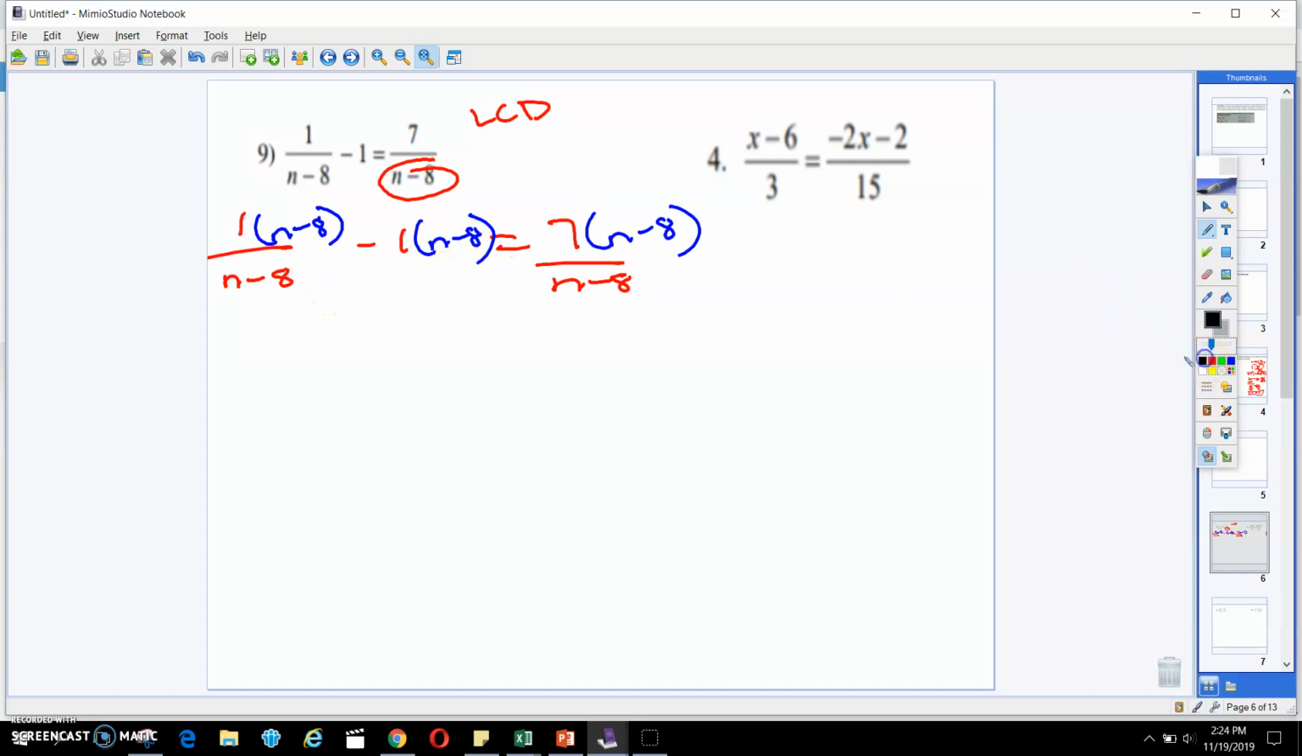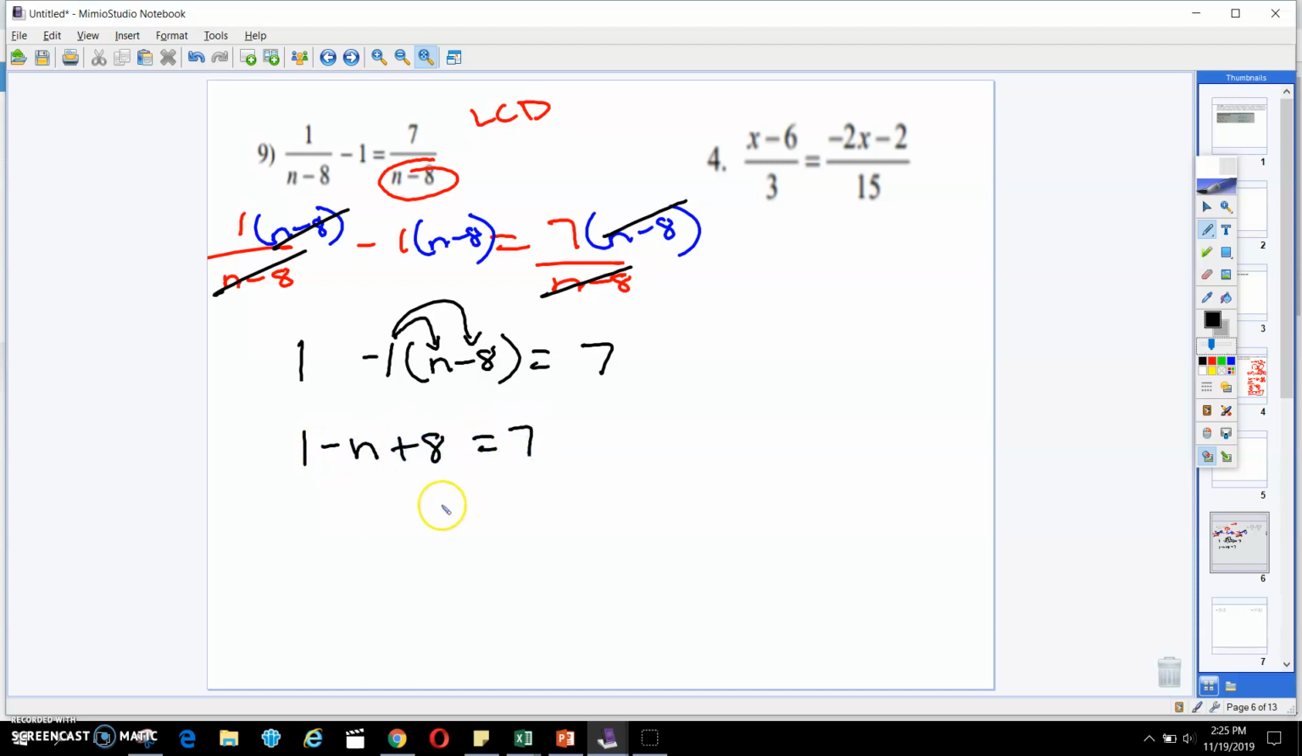you're going to see that things will cancel out. Like this n minus 8 right here and here. So that'll leave me with 7 over here. Right here, nothing will cancel out, so I'll just rewrite it. Over here, these will cancel out, and I'm left over with a 1. So now we're going to distribute that negative 1. So that's going to give me 1 minus n plus 8 equals 7. So 1 plus 8 is going to equal 9 minus n equals 7.